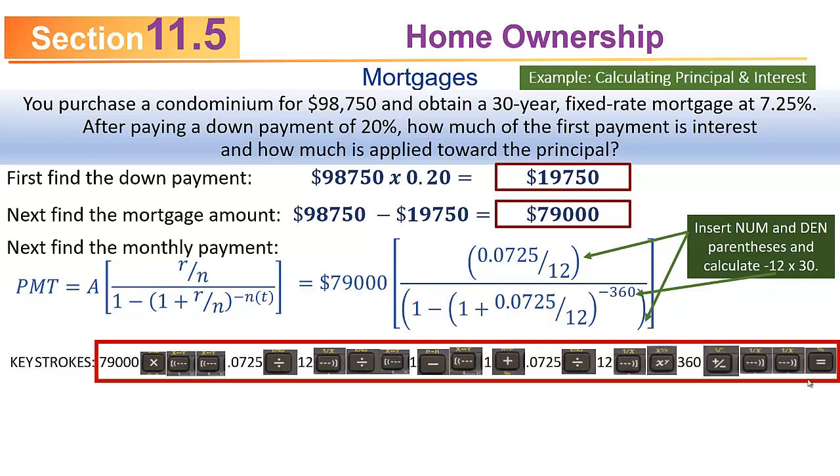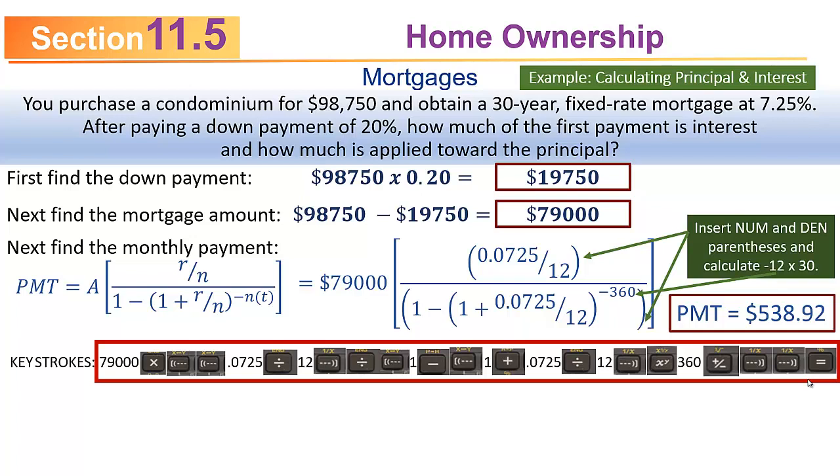And you need to practice this until you can get the answer of $538.92. The mortgage payment each month is $538.92. Now the question actually asked how much of the first payment is interest and how much is applied toward the principal. We only got the monthly payment because you can't answer that question until you know the monthly payment.